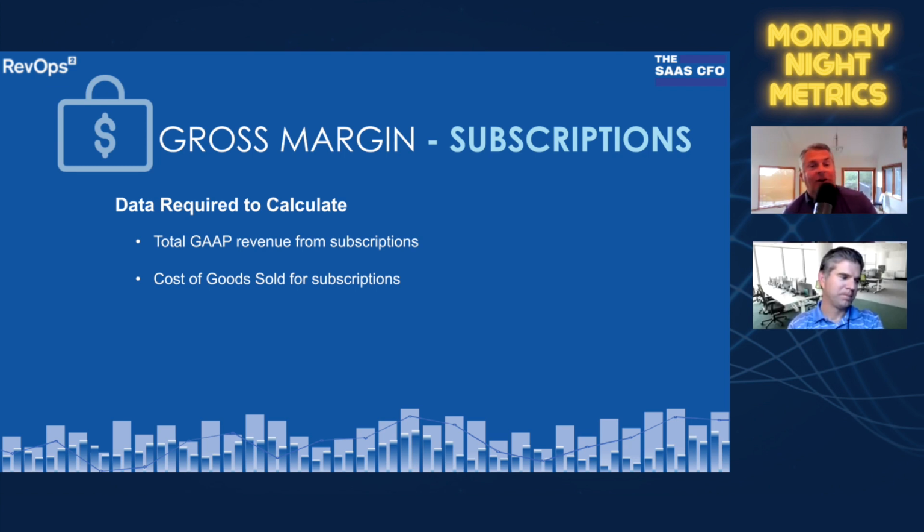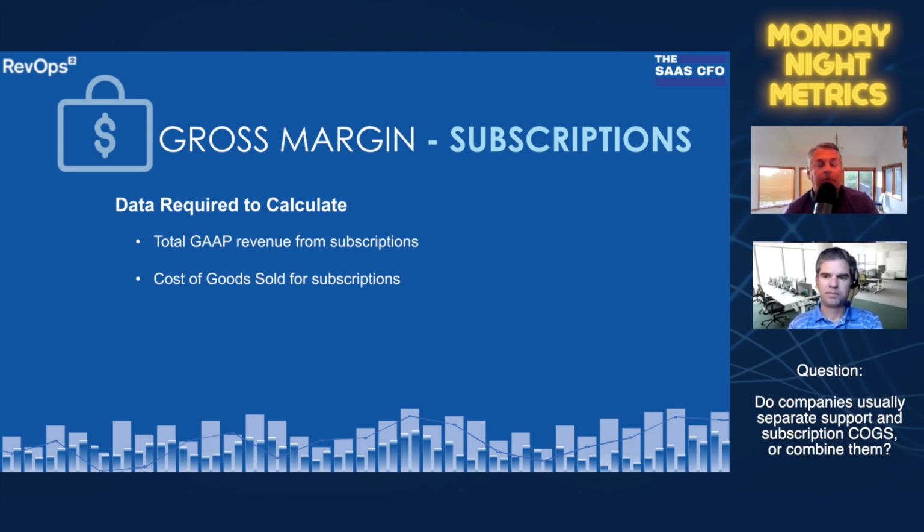Yeah, we have a question, and it is, do most companies separate out cost of goods sold for subscriptions versus support? Do they ever have a COGS for support? Well, you have a COGS cost center, right? So you have tech support, but unless you're charging separately for support or there's some other revenue stream, then the support is just part of the COGS for subscriptions.